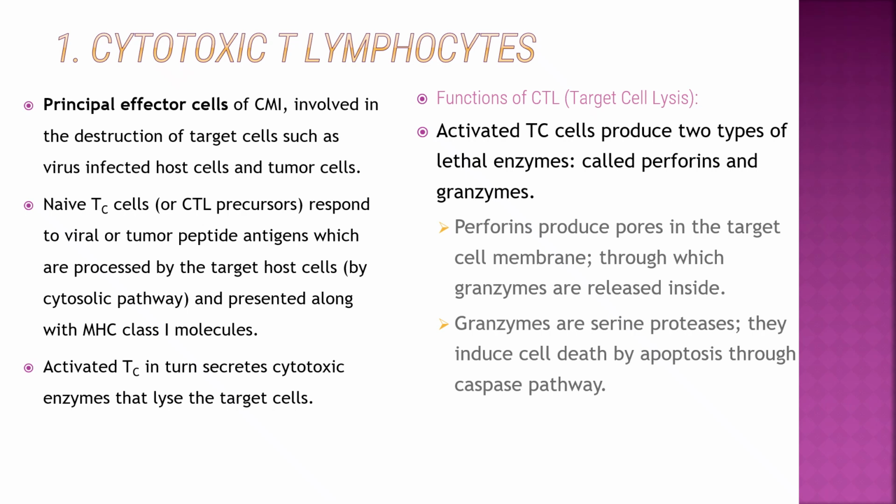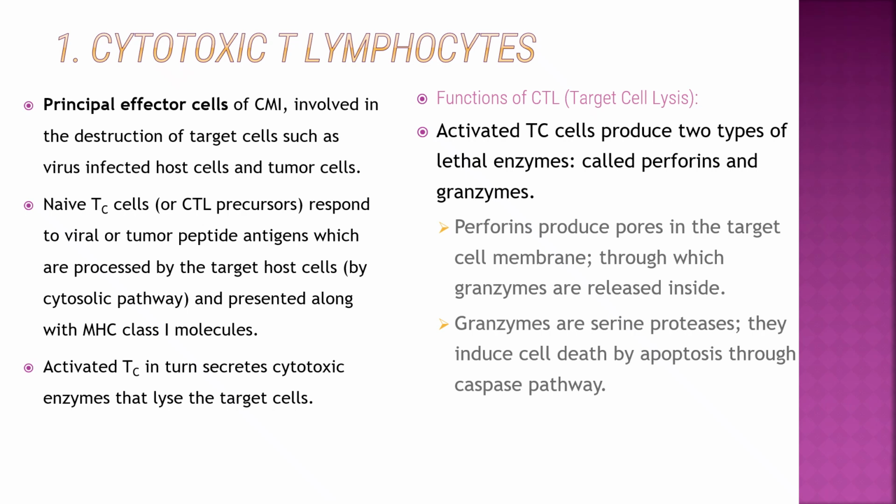Cytotoxic T lymphocytes are the principal effector cells of CMI, involved in destruction of target cells such as virus-infected host cells and tumor cells. Naive TC cells, that is CTL precursors, respond to viral or tumor peptide antigens which are processed by target host cells by the cytosolic pathway and presented along with MHC class 1 molecules. Activated TC in turn secretes cytotoxic enzymes that lyse the target cells. Function of CTL: target cell lysis.